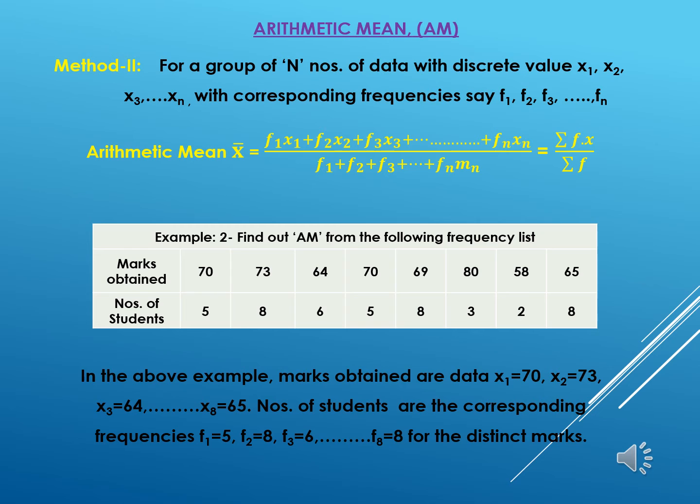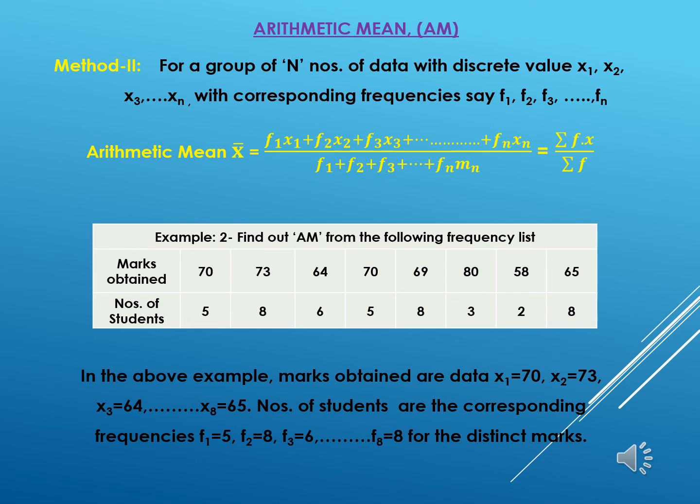Example 2, for finding the mean by method 2 of the arithmetic mean method. In this example, each of the data is given corresponding to more than one student. For example, mark 70 is obtained by 5 students. 73 is obtained by 8 students. Mark 64 is obtained by 6 students. Mark 70 is obtained by 5 students.